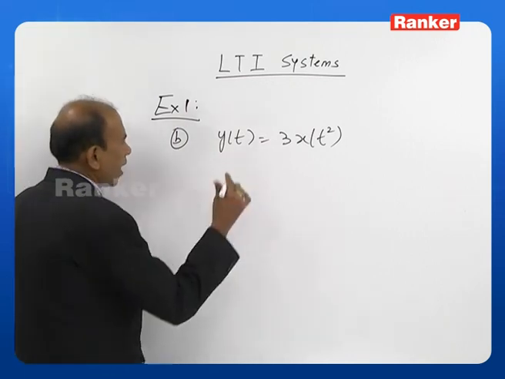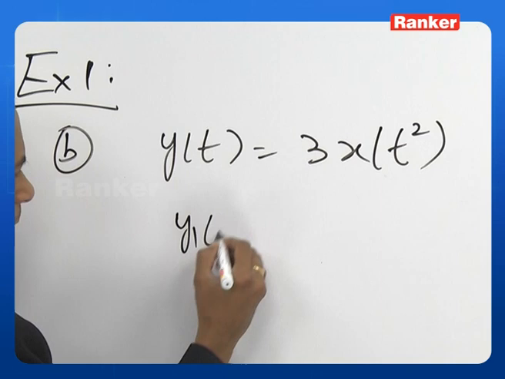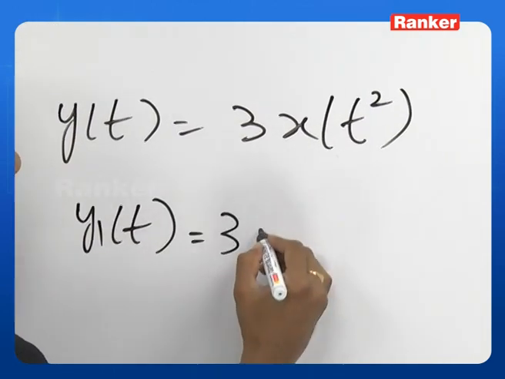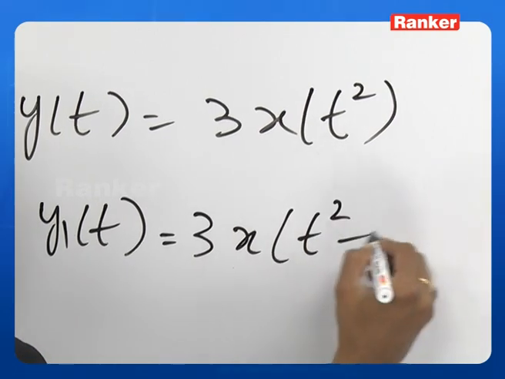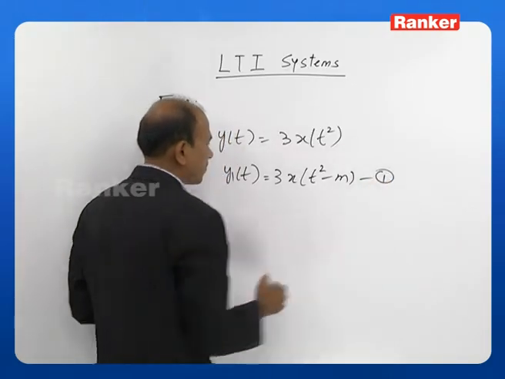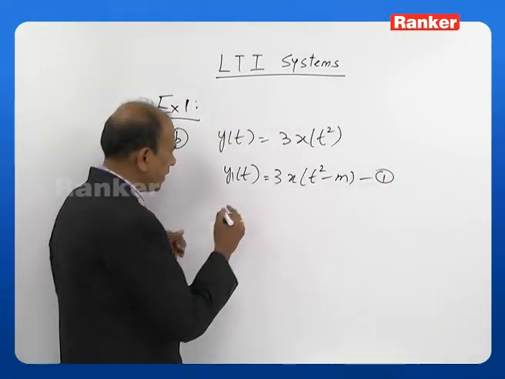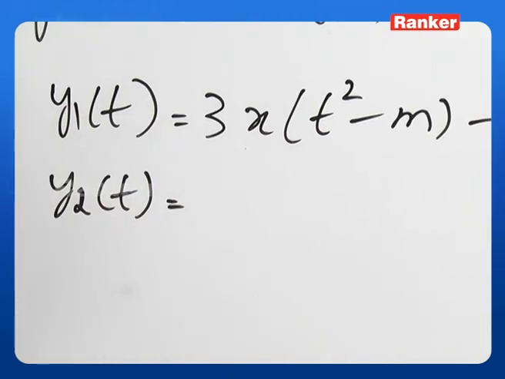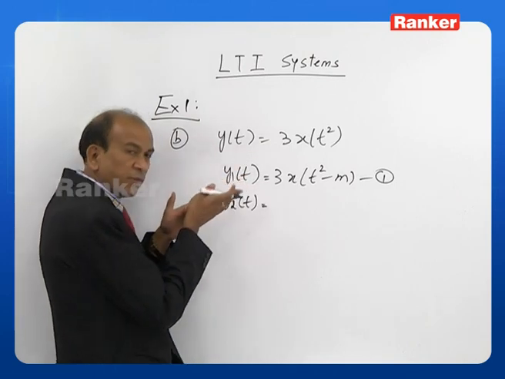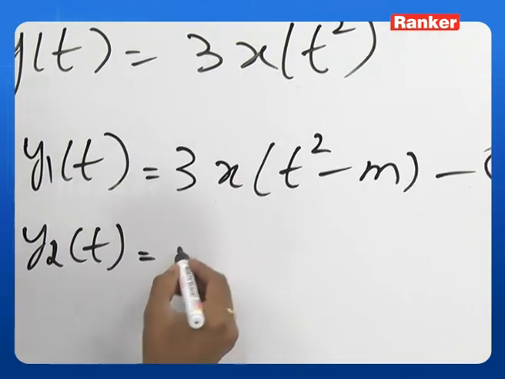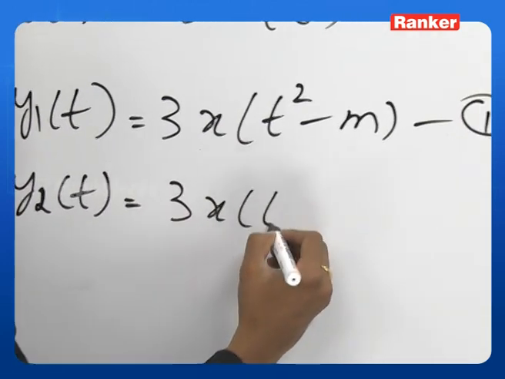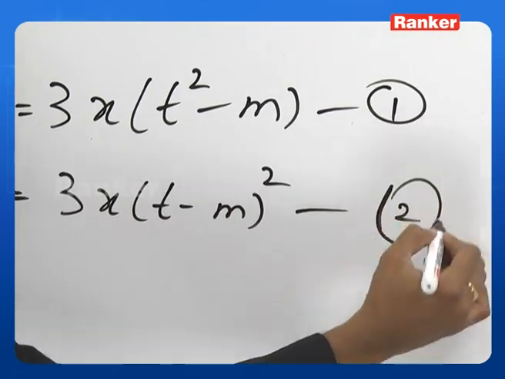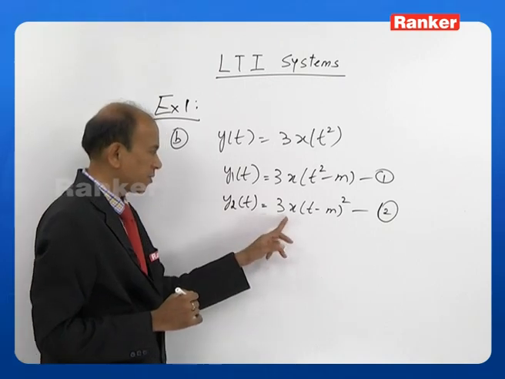So in short, let me write what y1 of t is. y1 of t is nothing but where the input is delayed by m units, so this will be 3 of x of t square minus m. This is my first equation. The second case is where I am delaying the output, y2 of t. So this 3x of t square is delayed. That means the output is 3 of x of t minus m whole square. So y2 of t is equal to 3 of x of t minus m whole square.